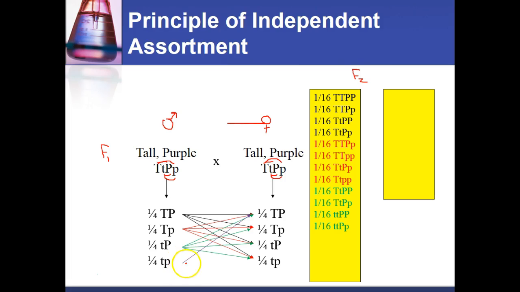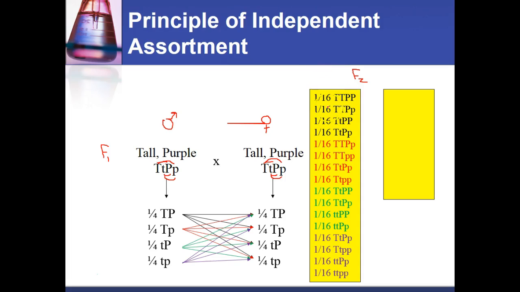Now we cross our last male gamete with our first female gamete, and we get a 1/16 big T, big P, little p, which is heterozygous. Cross the last male with the second female gamete, and we get big T, little t, big P, little p. Keep going, and you get little t, big P, little p. And our last option would be little t, little p, little p.